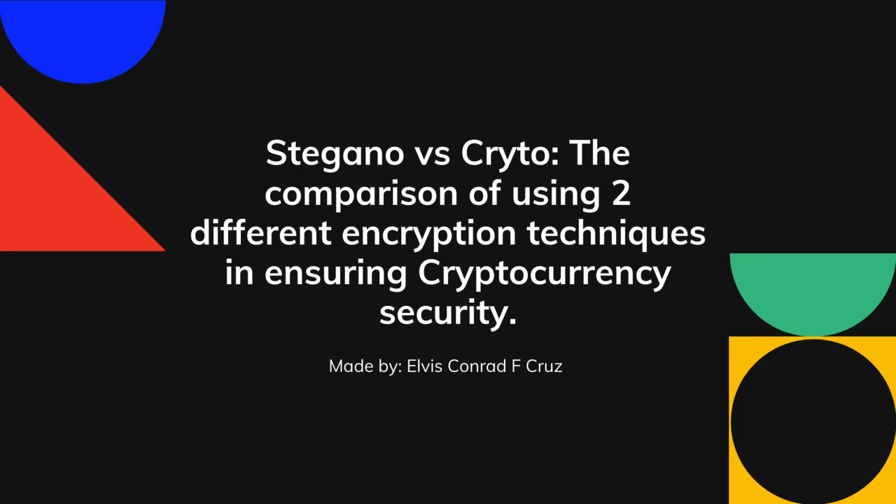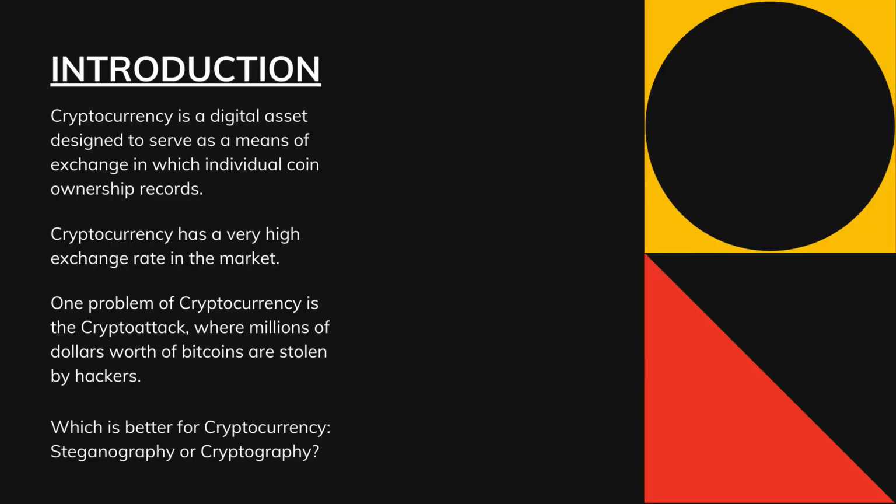I am Elvis Conrad F. Cruz, and I will be presenting my individual project on the comparison of using two different encryption techniques in ensuring the security of crypto. To start, I will be defining cryptocurrency. Cryptocurrency is a digital asset designed to serve as a means of exchange in which individual coin ownership records. It is special because it has a high exchange rate in the market.